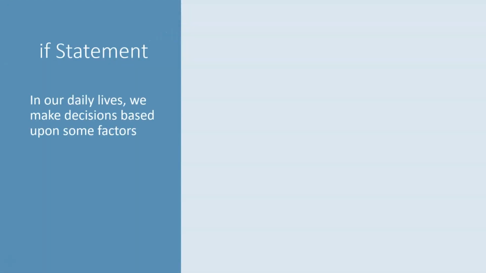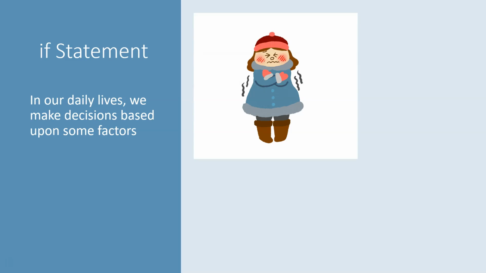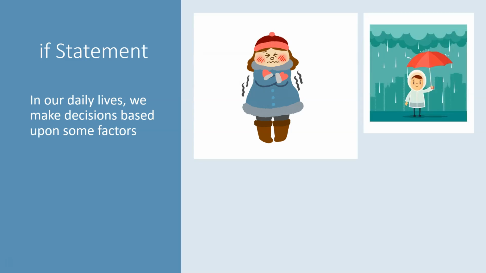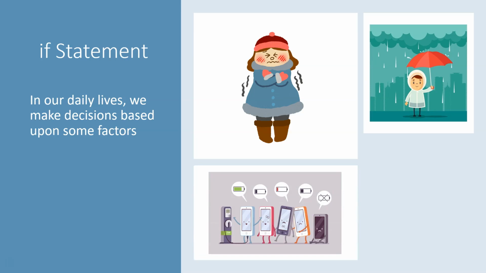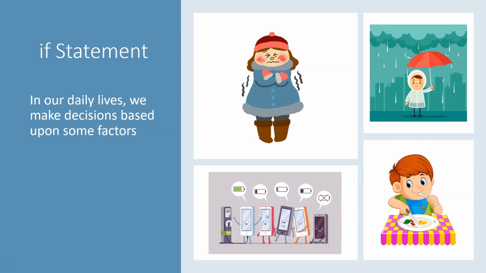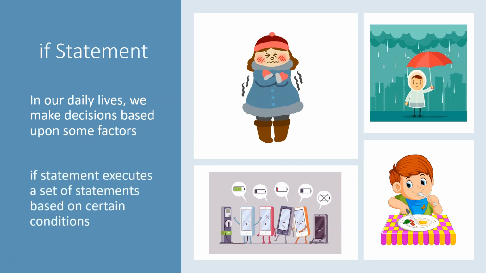In our daily lives, most of the decisions we make depend upon some factors. If it is cold, we wear a jacket. If it is raining and we must step outside, we wear a raincoat or we take an umbrella. If our mobile phone's battery is low, we put it on charging. If we are hungry, we eat food. Java's if statement helps us to do the same things in our program. That is, if statement helps to execute a set of statements based on certain conditions.